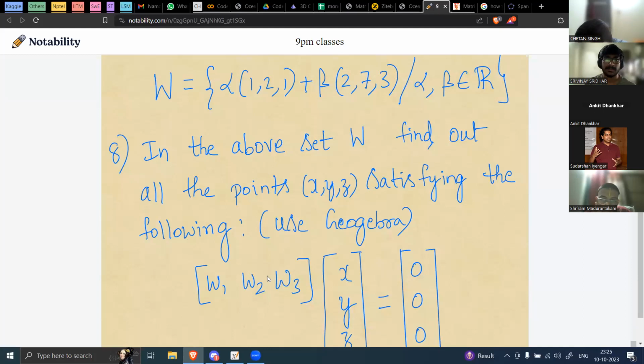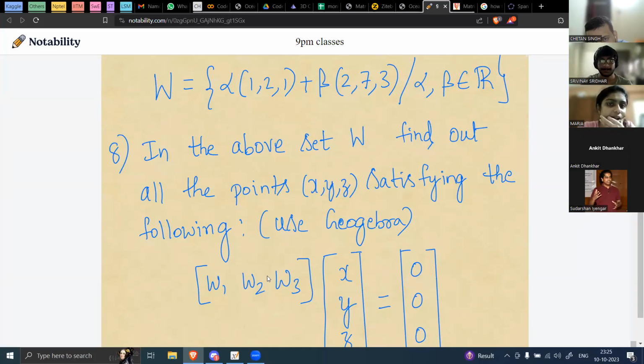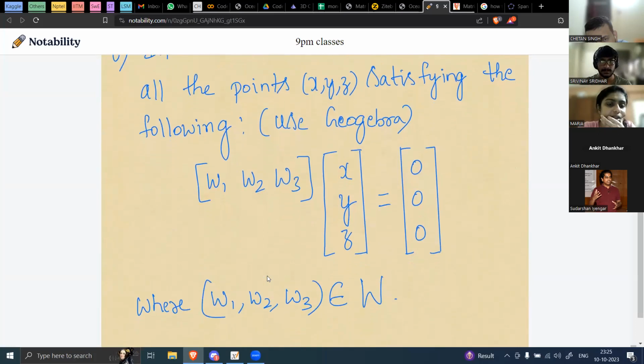If you take three vectors, it becomes a matrix, right? W1, W2, W3 as vectors would be a 3 cross 3 matrix. No. W1, W2, W3 are elements of... points.